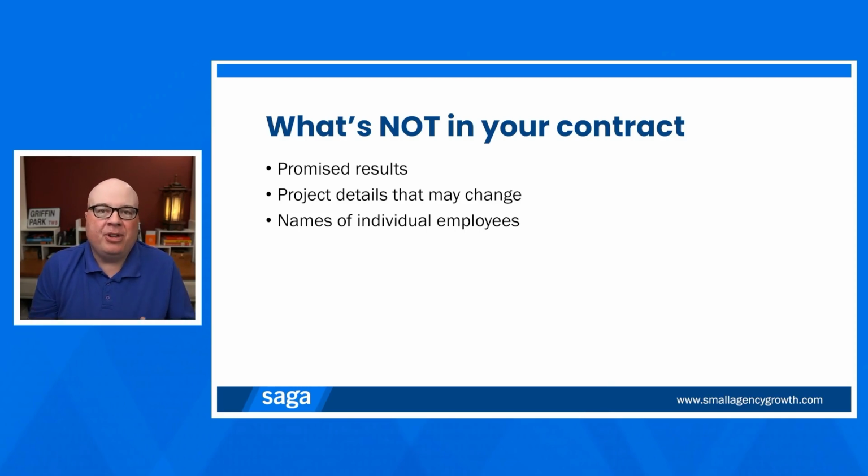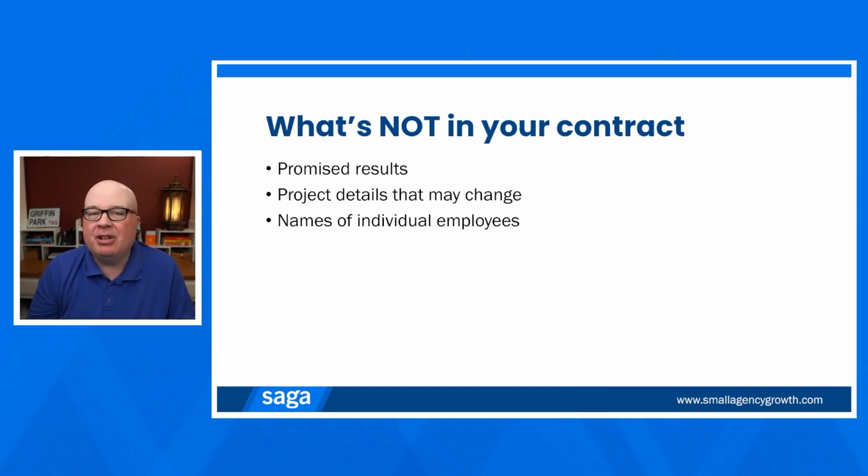Because we all know that any agency-client relationship on day 90, 180, 360, and beyond is not the same as it was on day one. There's always an evolution that happens. And that brings me to the final thing that shouldn't be in the contract. Don't name any individual employees.